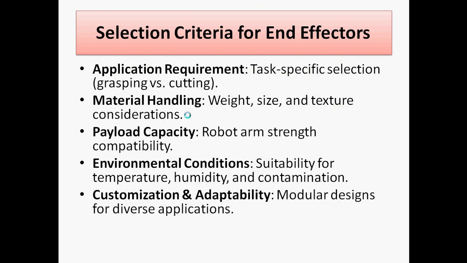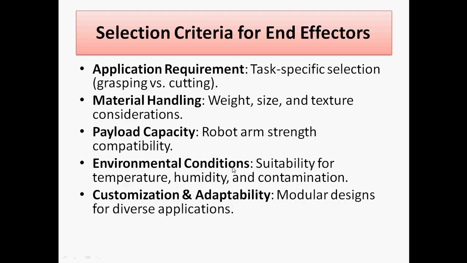Now we are going to discuss the selection criteria for the end effector. Basically the application requirement is the first, because accordingly to the tasks assigned, we can select the end effector. The next is material handling, where we consider parameters like weight, size, and texture. Next is payload capacity, which is about robot arm strength and compatibility, for example 4 kg, 5 kg, or 8 kg. So this is the basis of the selection criteria.